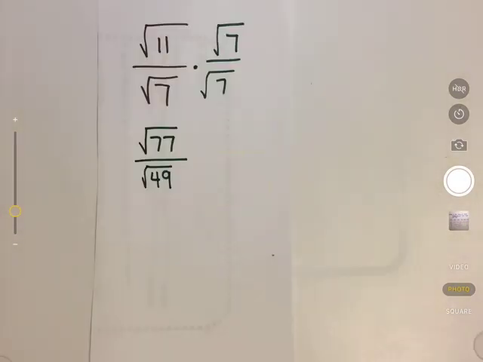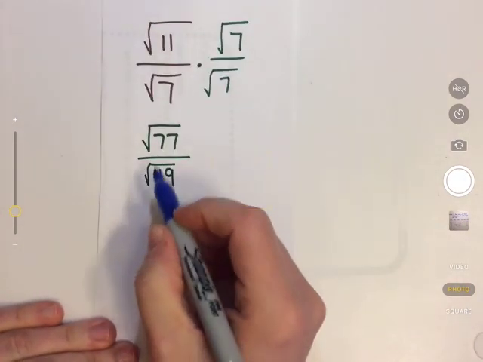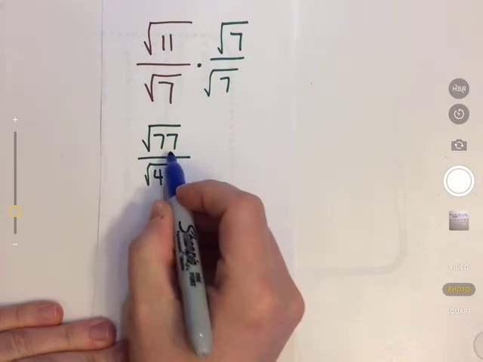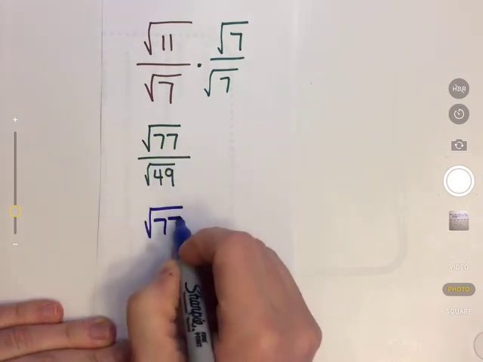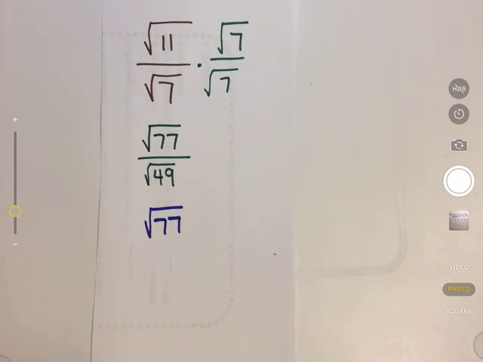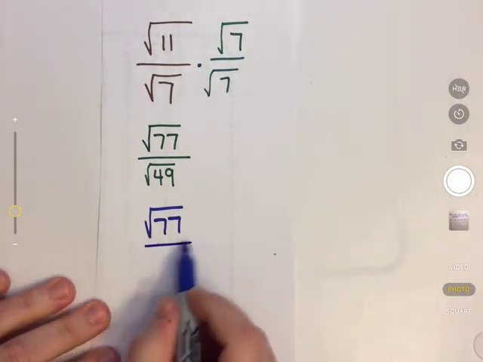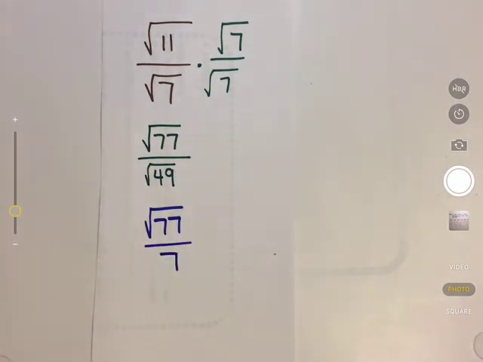One last step is to simplify. There are no perfect squares that can go into the square root of 77, so it just remains the square root of 77. The square root of 49 is a perfect square, so it gets reduced to 7. The square root of 77 over 7 is my final answer.